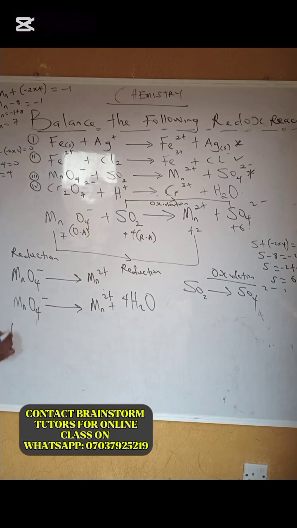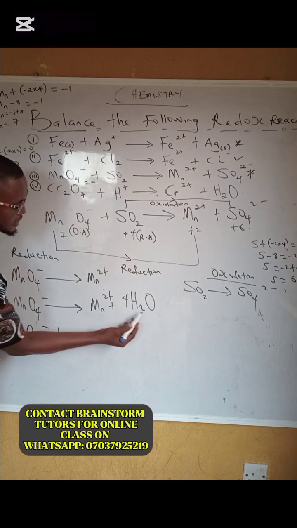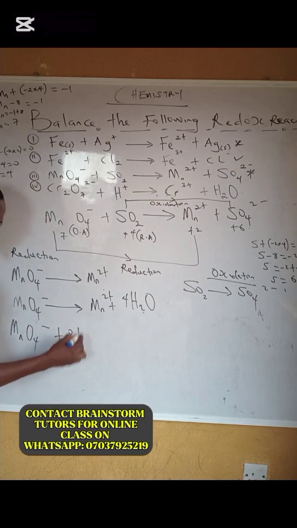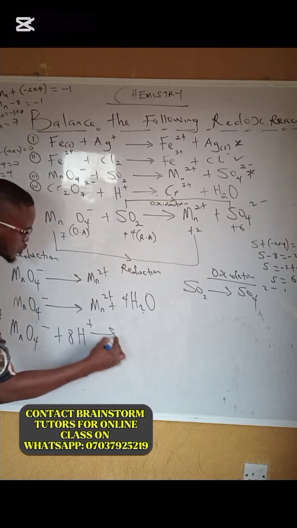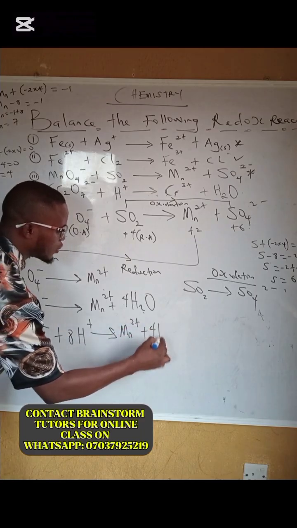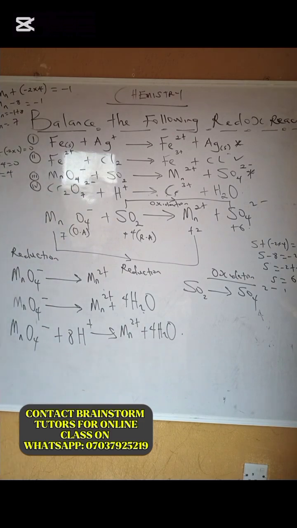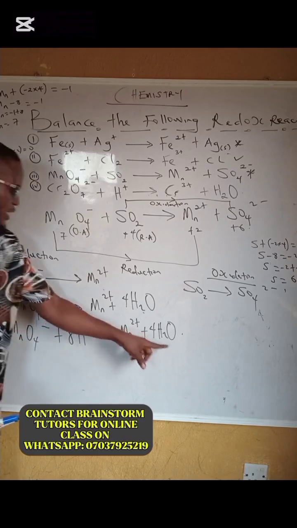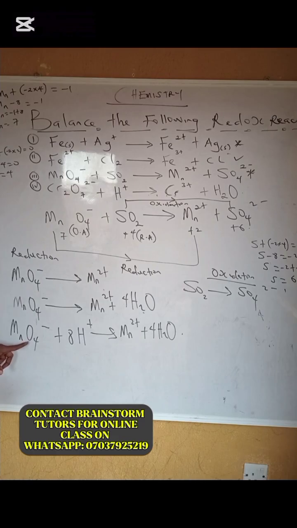So now I'm going to have MnO4 minus plus, how many hydrogen atoms do we have? 4 times 2, that is 8. So I'm going to add 8 hydrogen ion here, to balance what you have at the right hand side, plus 4H2O. Now the next thing I have to look at: manganese is 1 atom. If you also look at the hydrogen atoms, it is 8, 4 times 2 is 8. The oxygen count is 4. It's balanced at both sides.